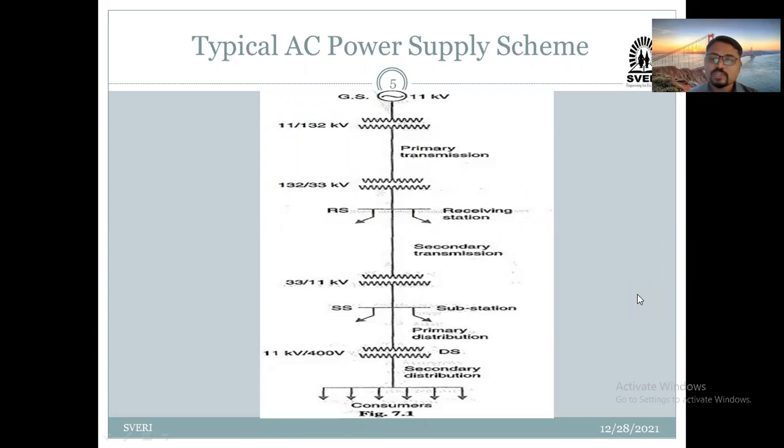Whatever the distribution of electrical energy, whatever the distribution of this particular electricity with the help of wires or phases, is carried out with the help of two systems. So which are the two systems? First is the overhead system and second is nothing but the underground system.